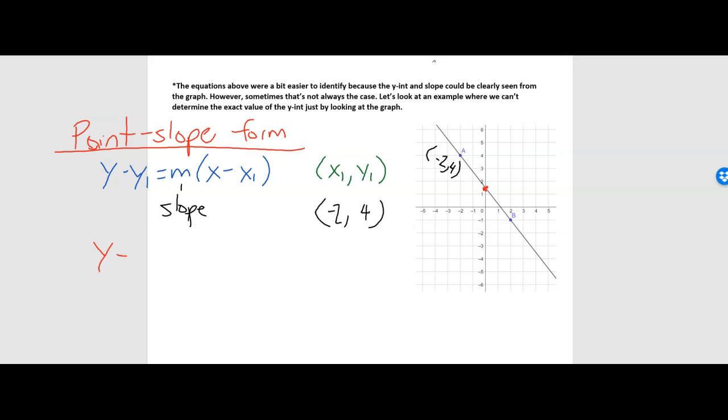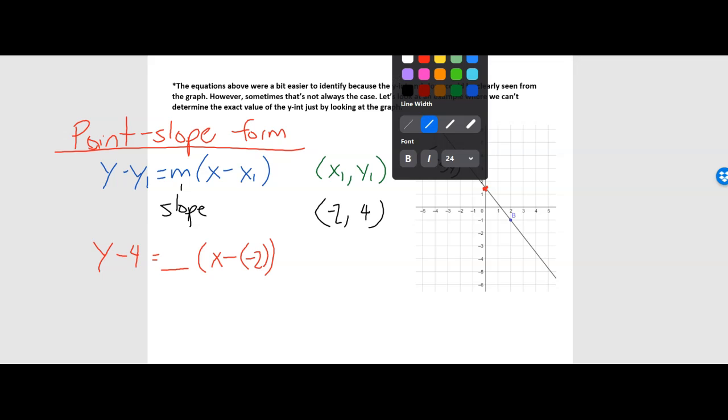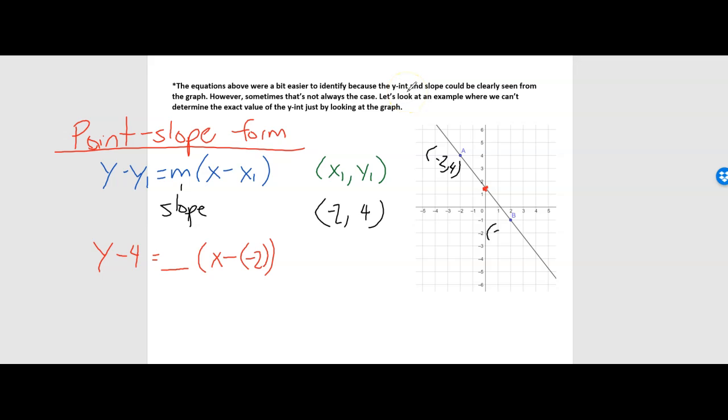I get y minus 4 is equal to m, which I don't know yet, so I'll leave it blank, times the quantity x minus -2, right? Because it's minus x1, so it's minus -2. We'll simplify that in a second, but let's go ahead and try to find our slope. Well, I have 2 points, right? I have this point B down here at 2, -1. So I should be able to count the change in y and the change in x.